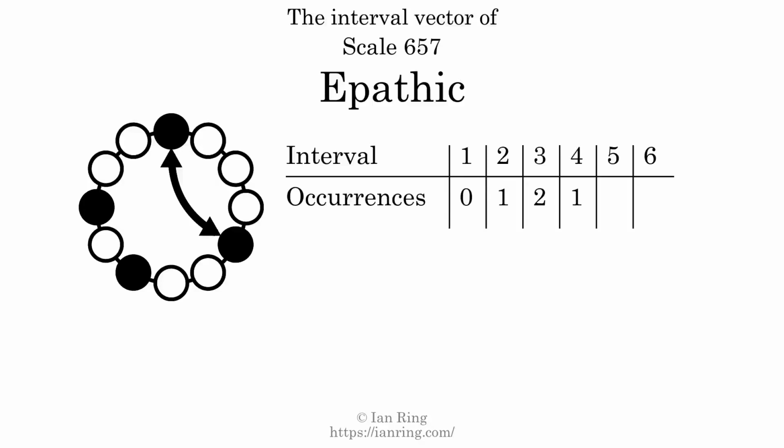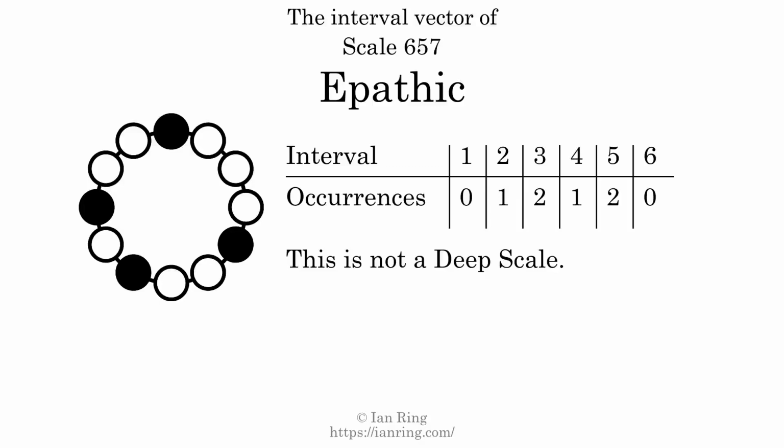It is here. There are 2 intervals with a size of 5 semitones. They are here and here. There are no intervals with a size of 6 semitones. Each interval does not appear in this scale a unique number of times, so this is not a deep scale.